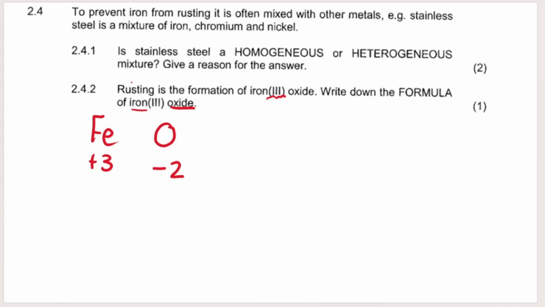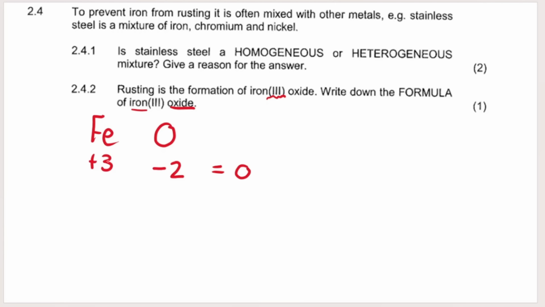Now, in order to form iron oxide, we need the charges to equal out. We need them to balance. It needs to form a neutral compound. In other words, the overall charge of the compound must be 0. Now, how do I get that right? Because at the moment, 3 minus 2 is definitely not 0.